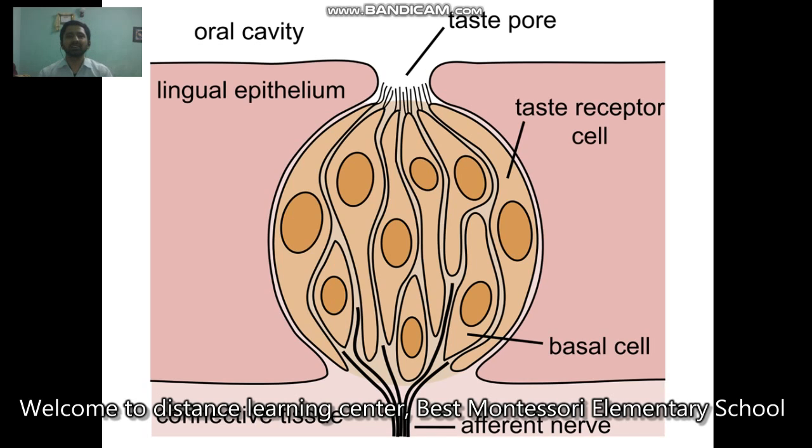We can see the taste bud cell in the figure. It consists of a taste pore and there is a taste receptor cell. These taste receptor cells receive the taste, and they are connected to the afferent nerve, which carries it to the brain.